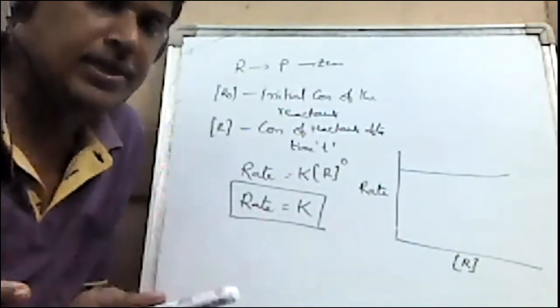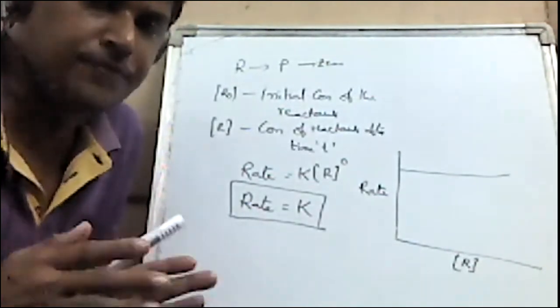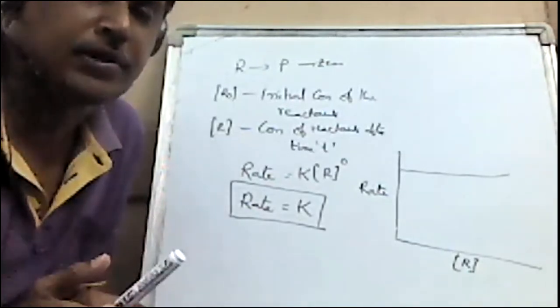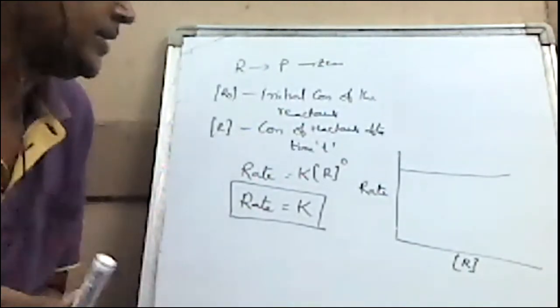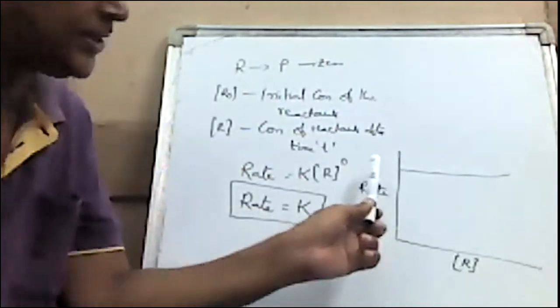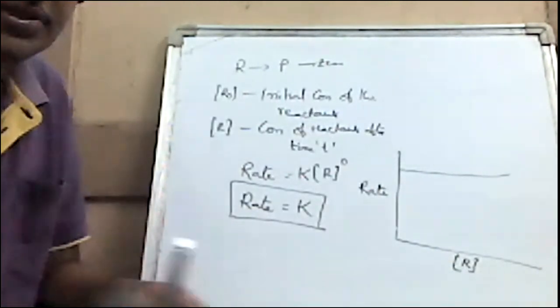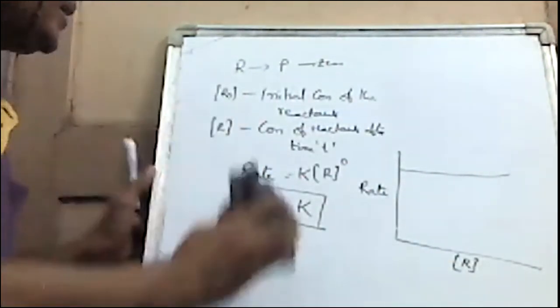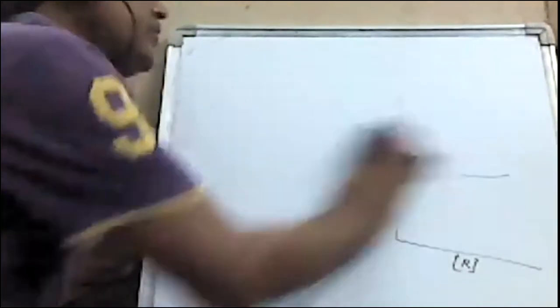Or they may ask like this: they will give four plots, and ask which of the following plots corresponds to a zero order reaction? One plot is rate versus concentration of reactant, parallel to the x-axis. So this is one plot regarding zero order reactions.